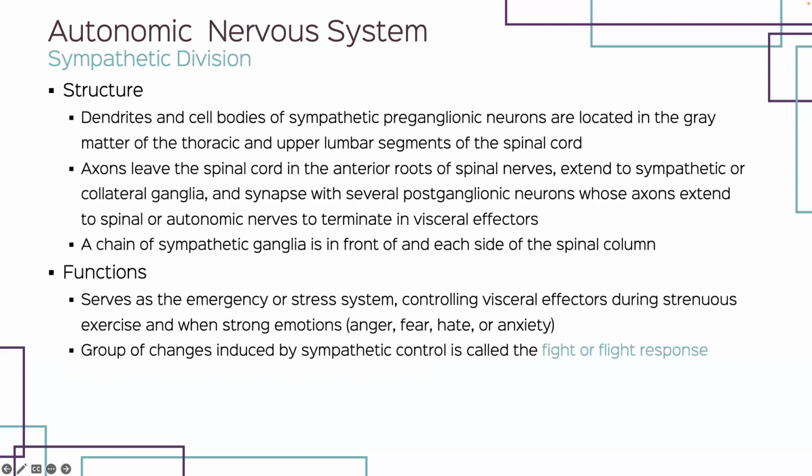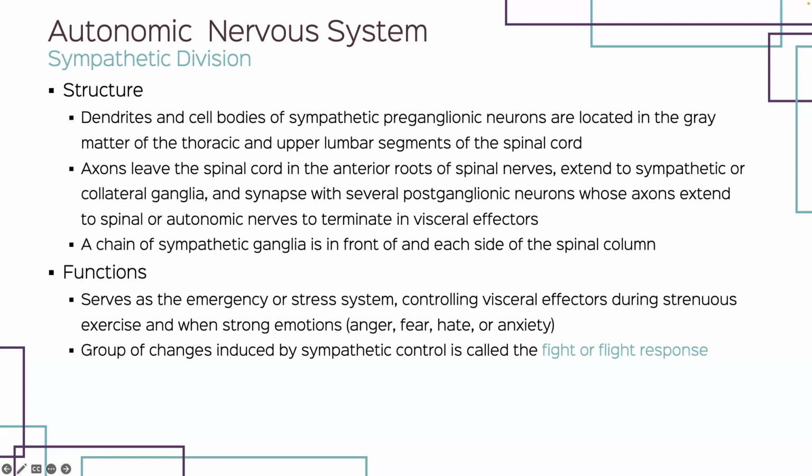The ANS consists of two divisions called the sympathetic division and the parasympathetic division. The sympathetic preganglionic neurons have dendrites and cell bodies in the gray matter of the thoracic and upper lumbar segments of the spinal cord. Because of this, the sympathetic system has also been referred to as the thoracolumbar system.